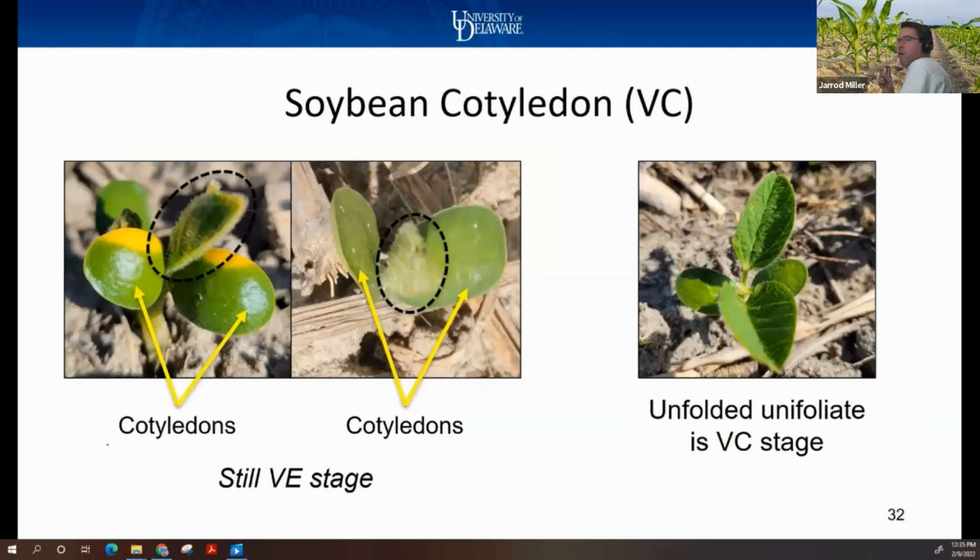This is just made up. This is created by other scientists. You could make up your own if you wanted to have your own personal system. And I kind of do, because I don't quite like how this is the VC stage. So here are your cotyledons right here. And this is your unifoliate leaf. So it's these leaves right here that are unfolding. See the leaf in there?